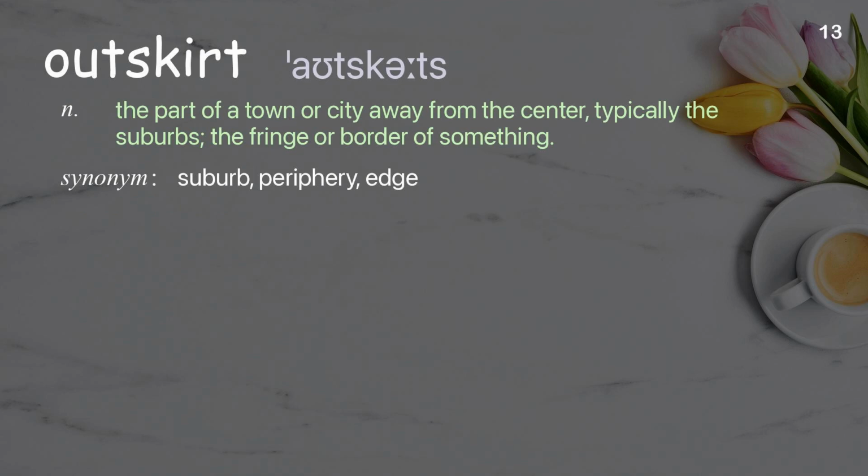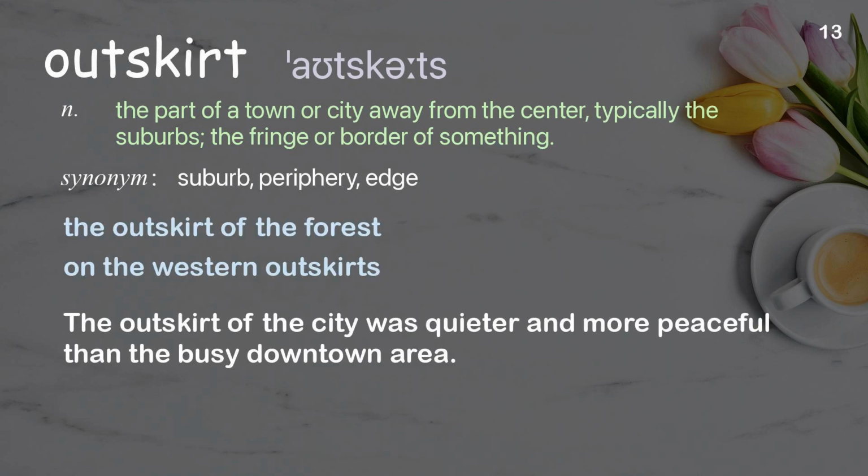Outskirt. The part of a town or city away from the center, typically the suburbs, the fringe or border of something. Examples: the outskirt of the forest, on the western outskirts. The outskirt of the city was quieter and more peaceful than the busy downtown area.